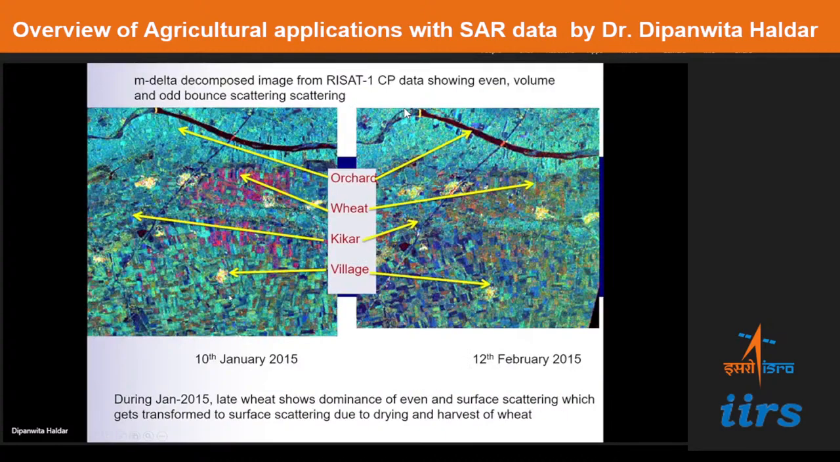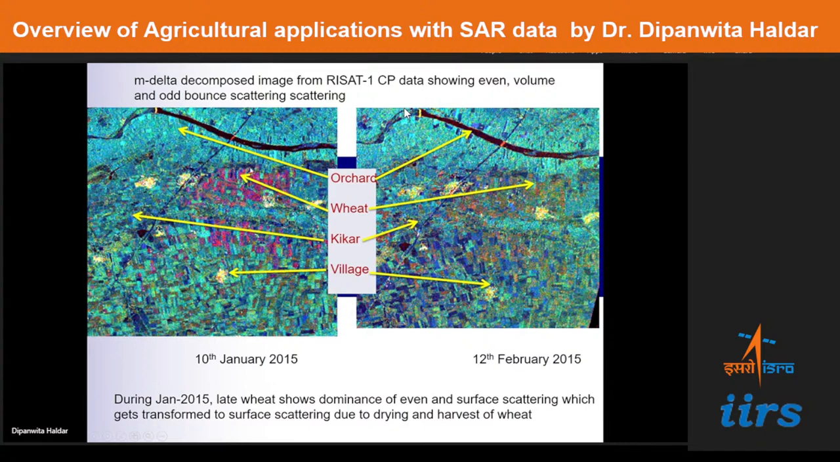Another example, this is part of Gujarat and this is 2015 data. In the north, this is a river, you can see the bridge very clearly. This particular image, the left hand image is of January and the right hand image is of February, just after 1 month. So this cyan northern patch is the orchard, and this reddish, magenta patch you are seeing is due to double bounce scattering, as I was mentioning.